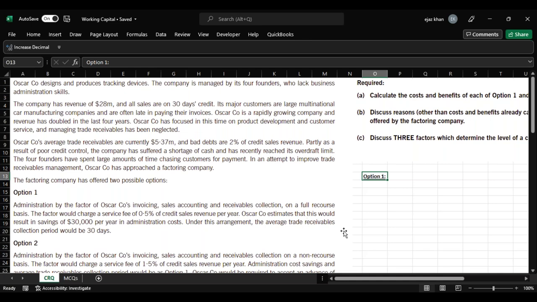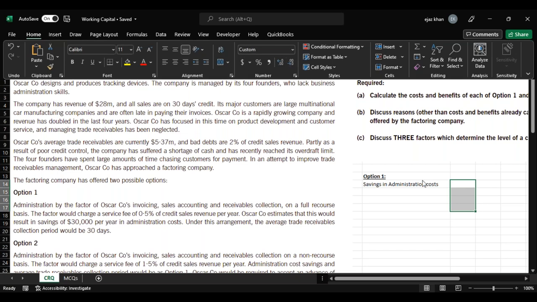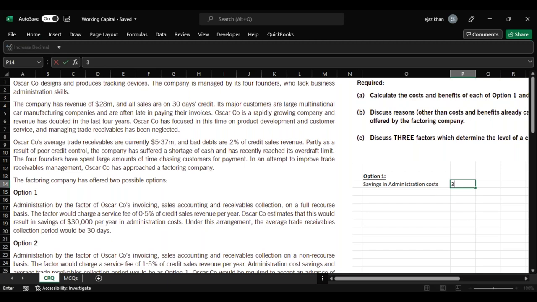So let us see how much it is going to cost and what will be the benefits of going with option one. The first benefit of going with option one will be the saving in administration cost. Saving in administration cost of $30,000.